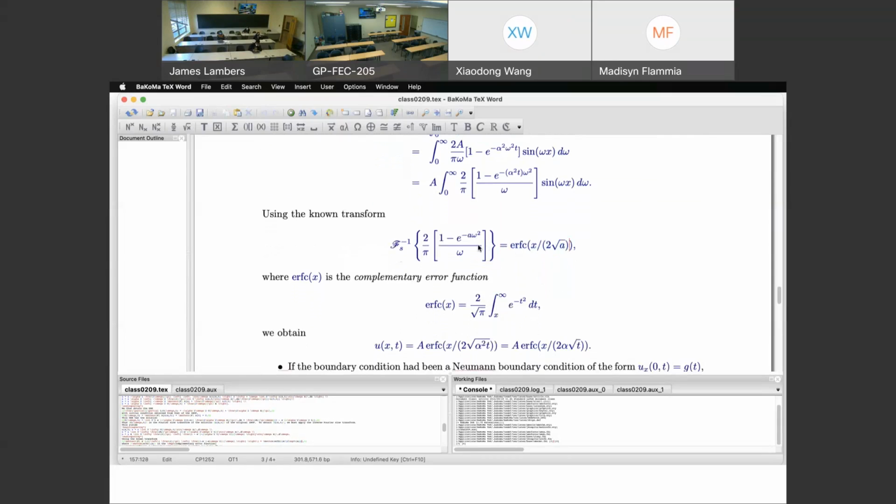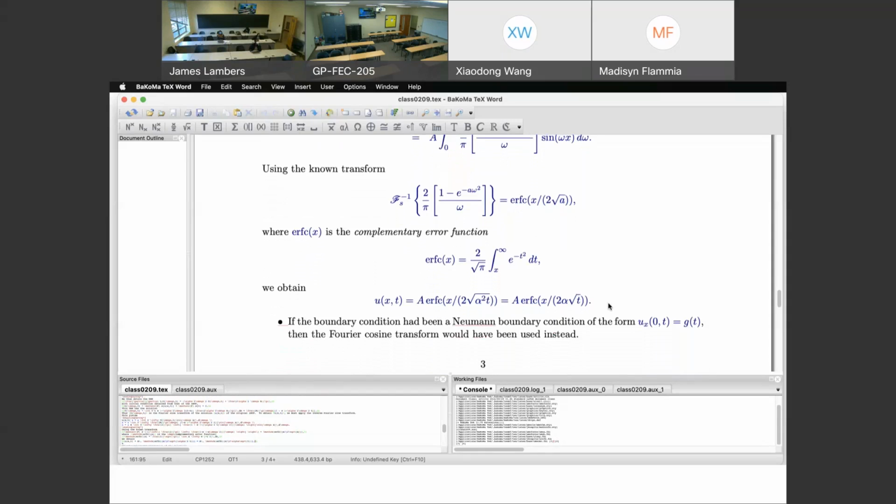As I mentioned earlier, the constant a in this generic formula is equal to alpha squared t. So that is what goes down here in place of a. I just fill that in, and then I have a factor of capital A from before. So this is my solution of my initial boundary value problem. And that's the end. I'll point out that if it had been a Neumann boundary condition of this form, you would have used a cosine transform instead.